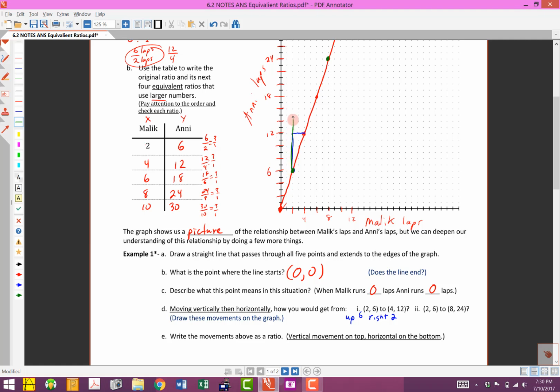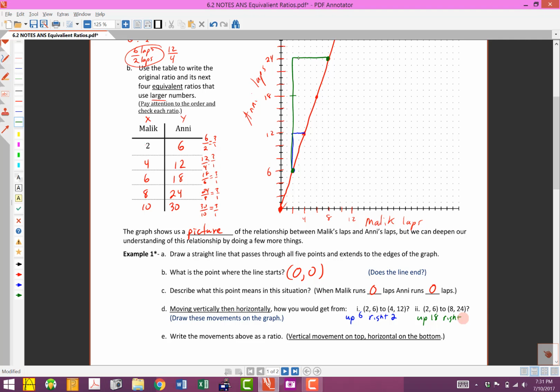So again, it says go vertically. So we're going to go all the way up here, and then we're going to go over here. So let's count these. Again, this was 6 to right here. That would be another 6 to right there, and another 6 to right there. So this is going to be up 18 and right.